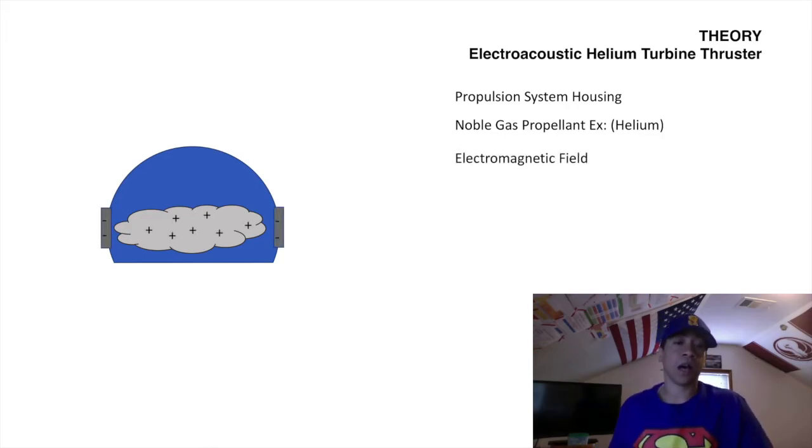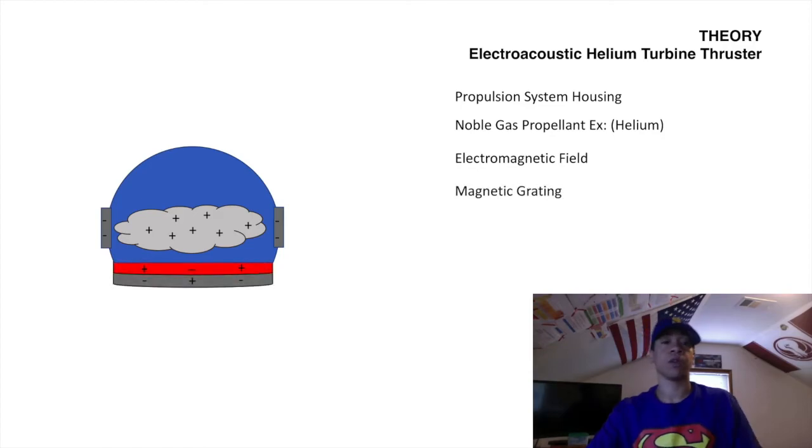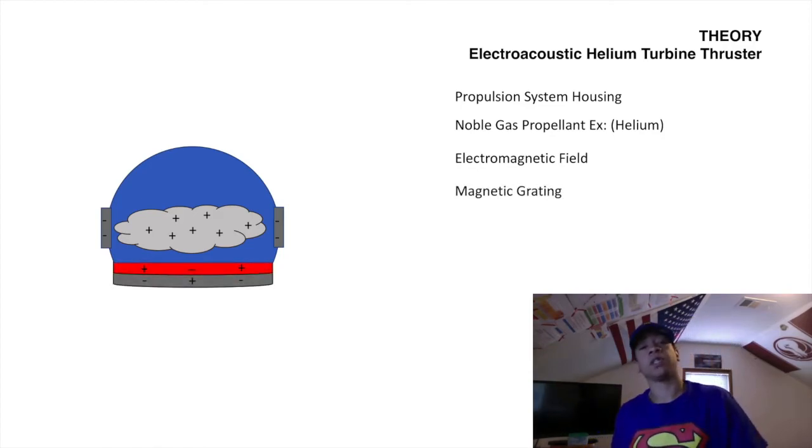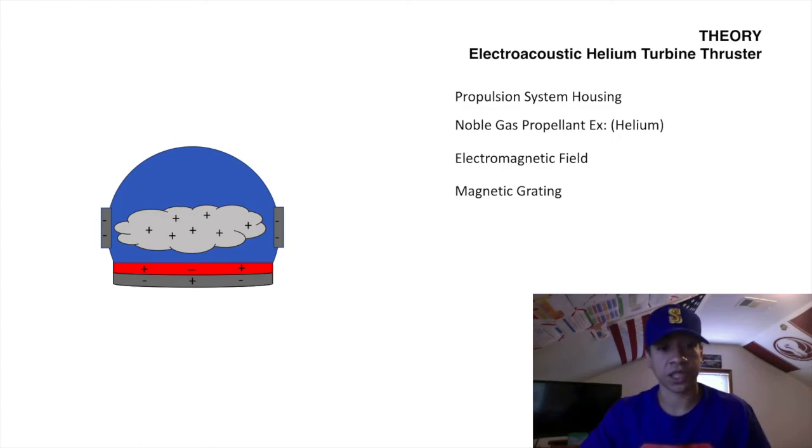We would then use an electromagnetic field to ionize that propellant or that helium, creating the same effect as xenon or any other ionized gas cloud. We would then use a magnetic grating on the bottom to create a traditional ion thruster type assembly, except instead of using the coaxial, we're going to use a magnetic grating.